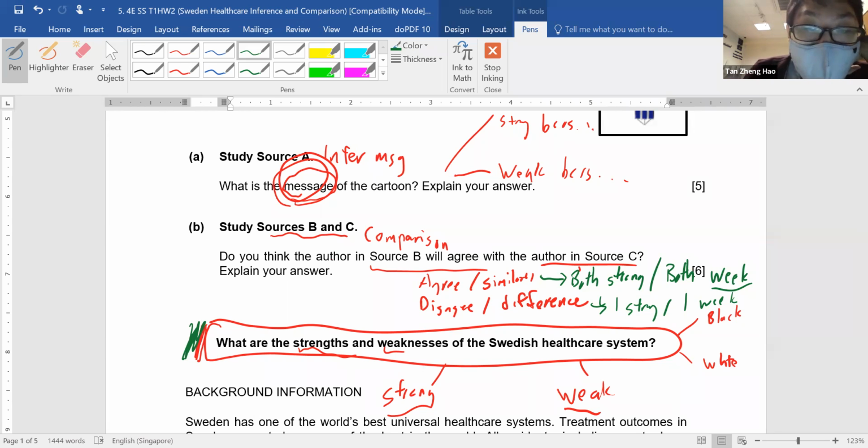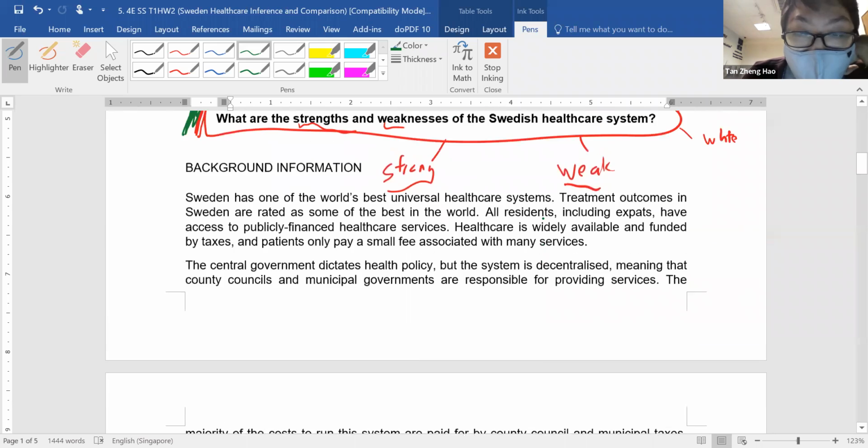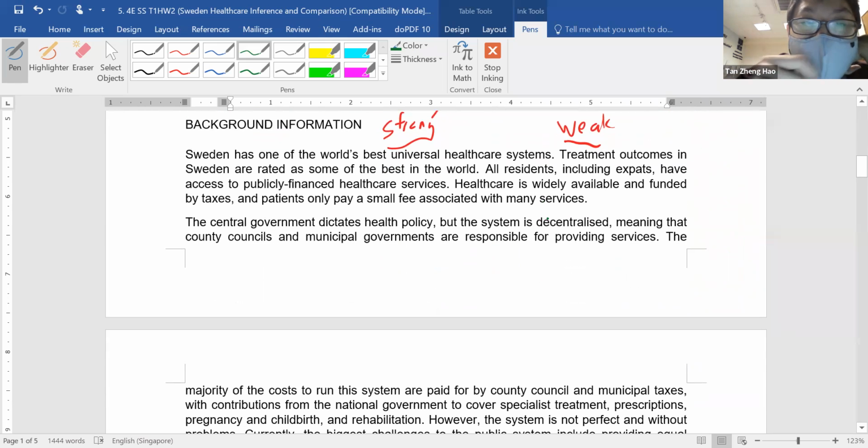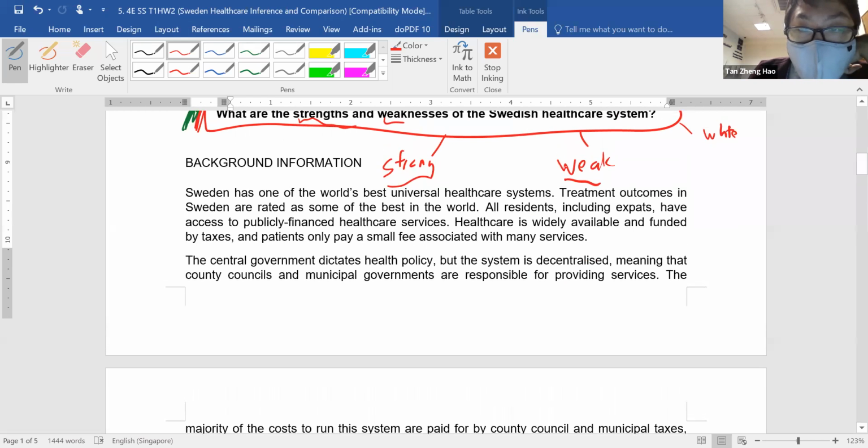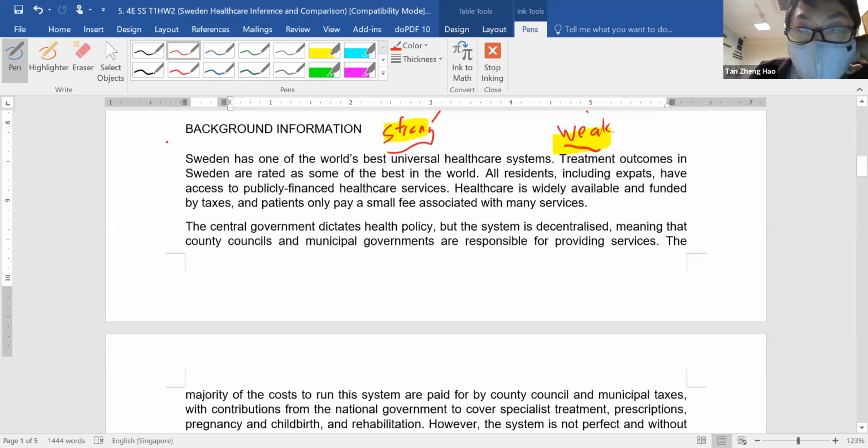All right, so let's go next to the background very quickly. As I said before, in case you do not understand the sources, the background will give you some information to help you understand them. Just now I identified that the healthcare system can be weak or strong in Sweden. So when I look through this background, I just want to find some points that talk about strong, some points that talk about weak. Let's see whether you can find some of the points.